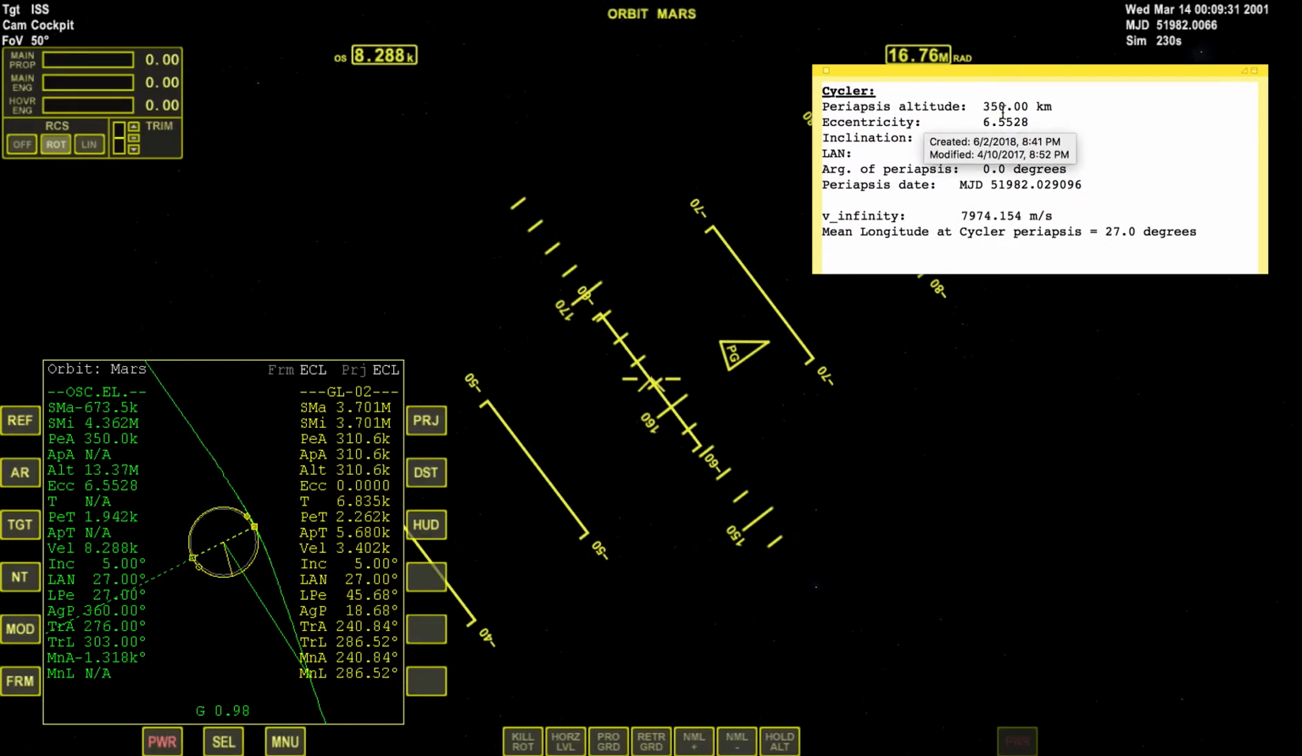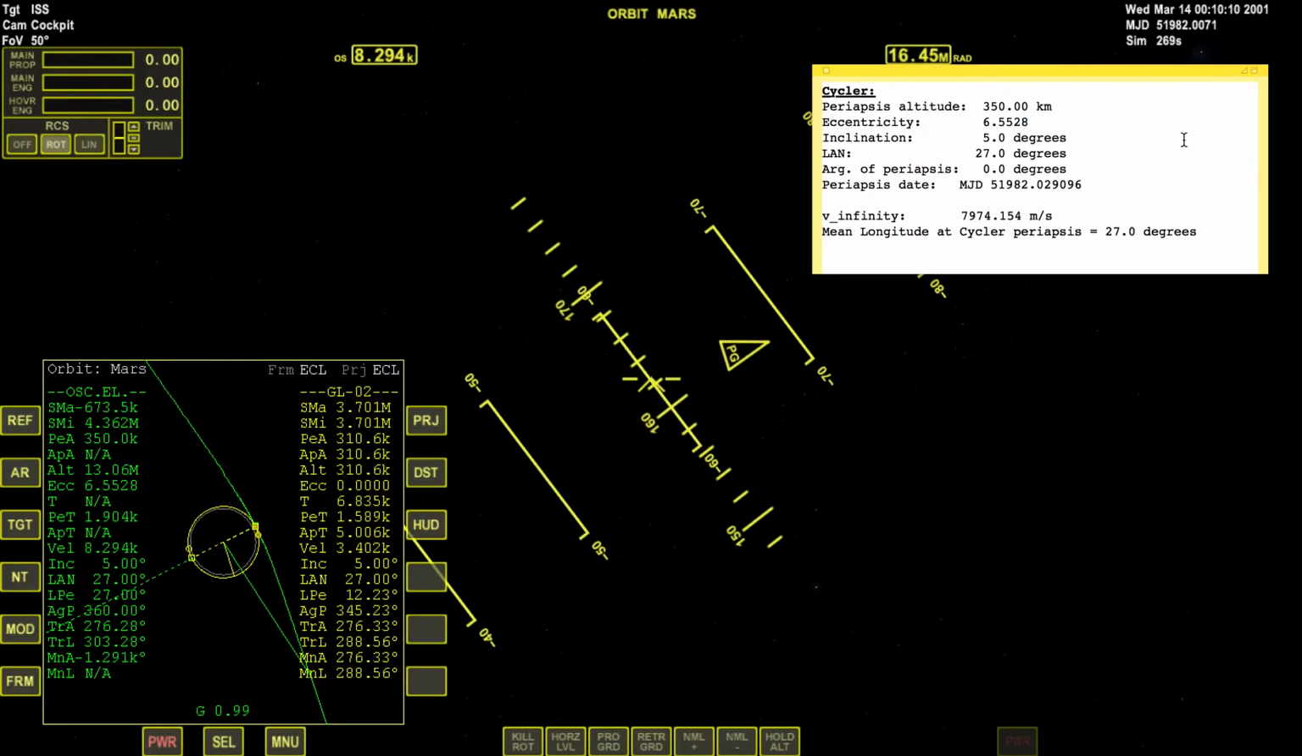It's got a periapsis altitude of 350 kilometers, as we said. Its orbital eccentricity is 6.5528. Yep, no units. The velocity that we will have when we get there will be 9.3 kilometers per second at periapsis. Our V infinity, our hyperbolic excess velocity, is going to be a whopping 7.974 kilometers per second. And this is by no means an unrealistic scenario for an approach to Mars, where you basically want to fling off and have a later encounter with Earth.